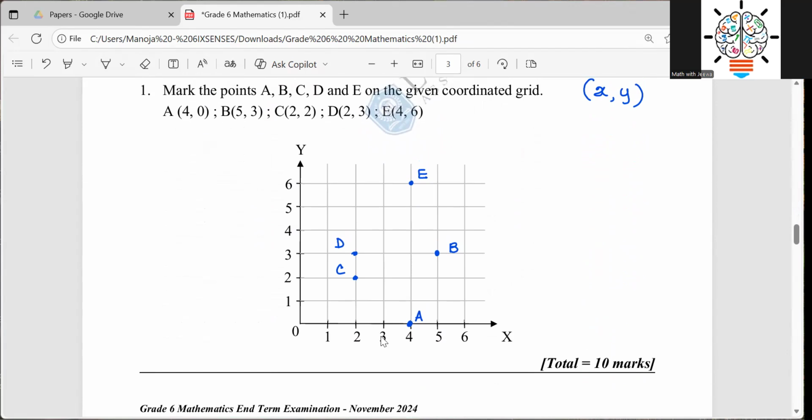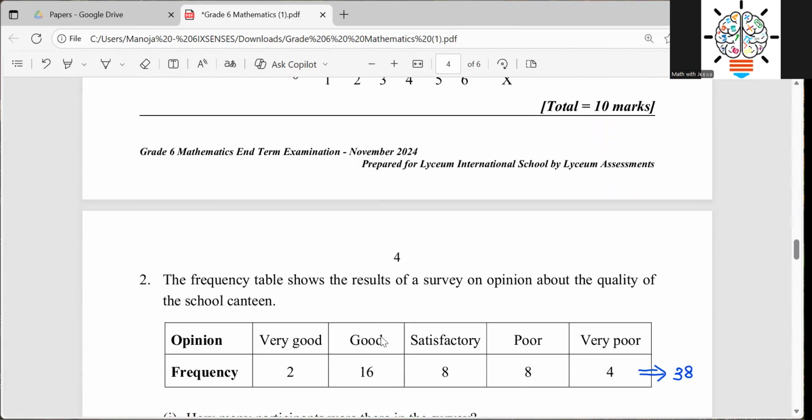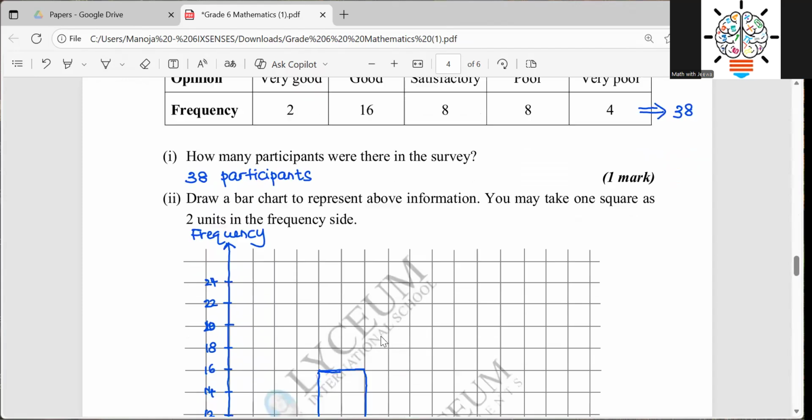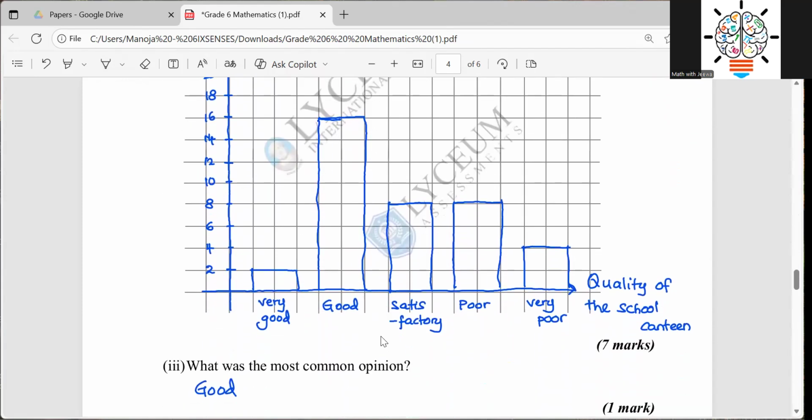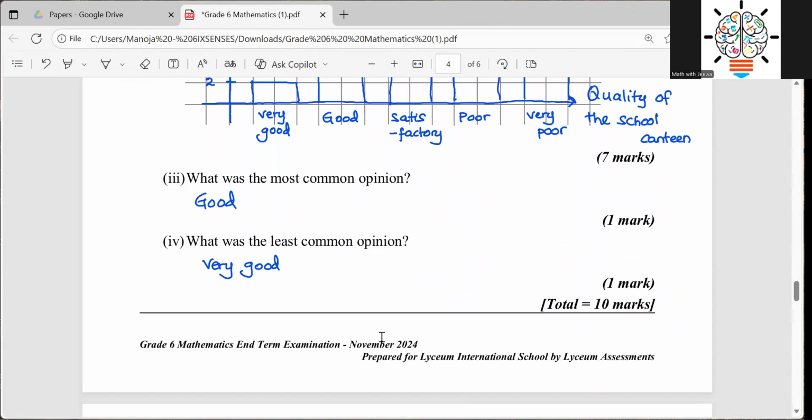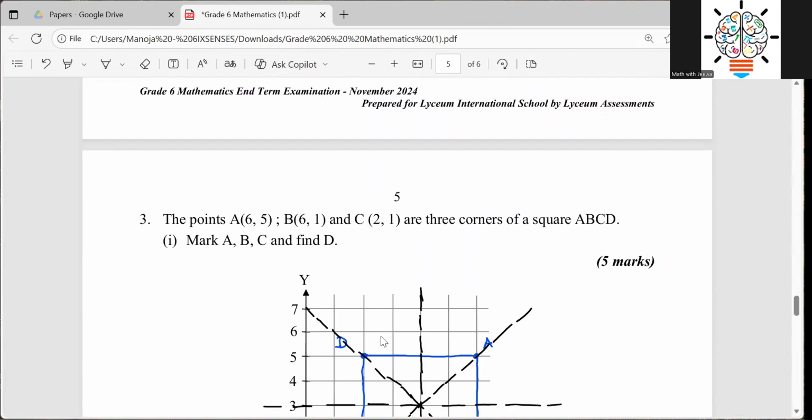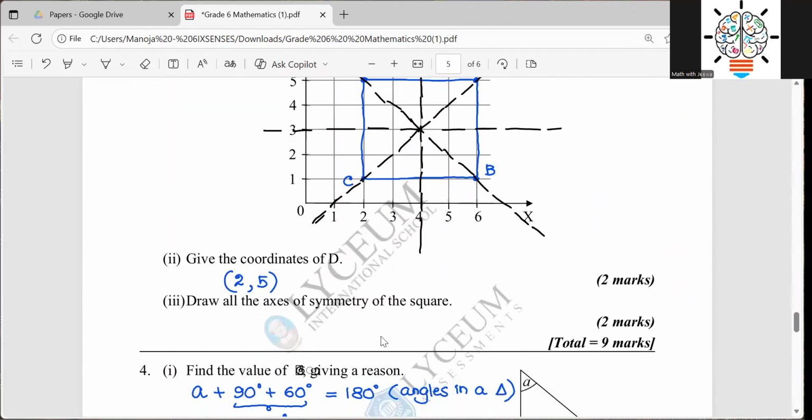So finding the correct X value and finding the correct Y value, always you get a mark, right? And here you just see how I have shown it, right? So see, right? This is how you want to get the final answer, right?